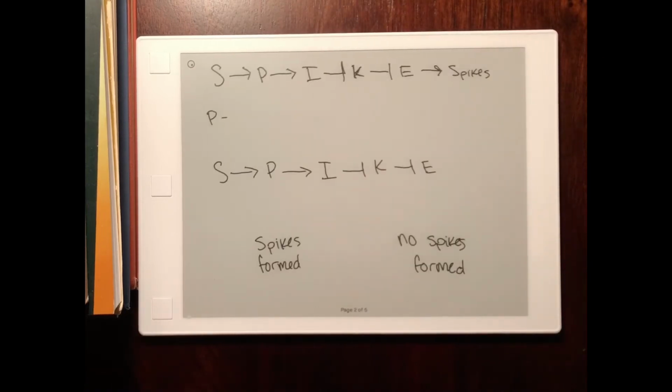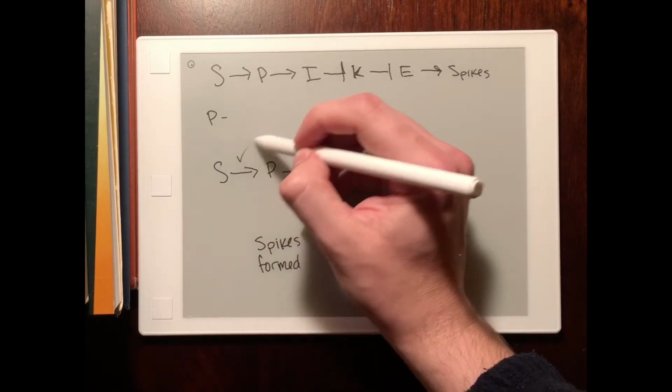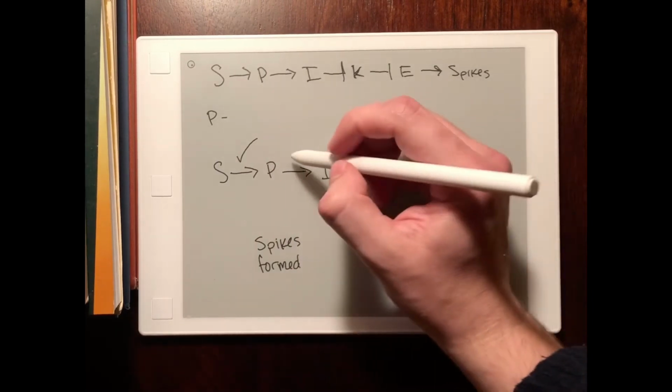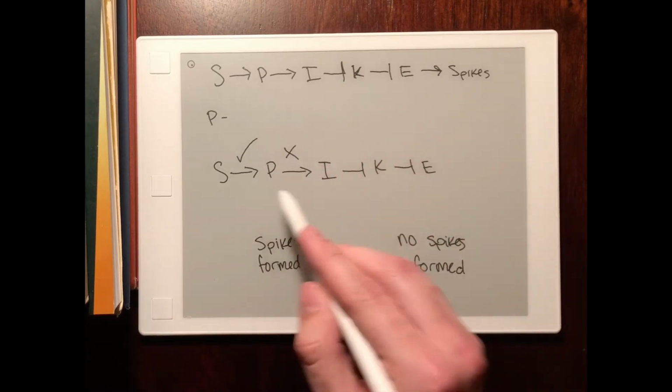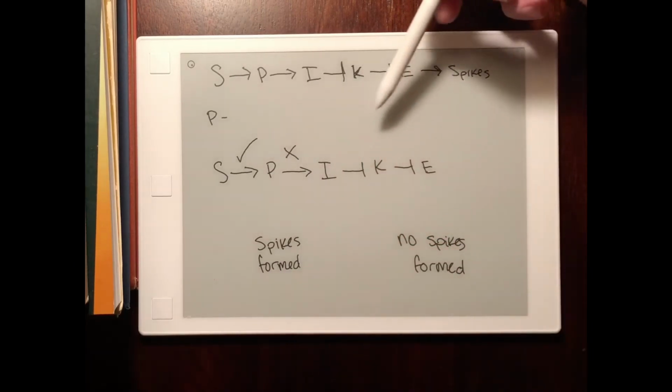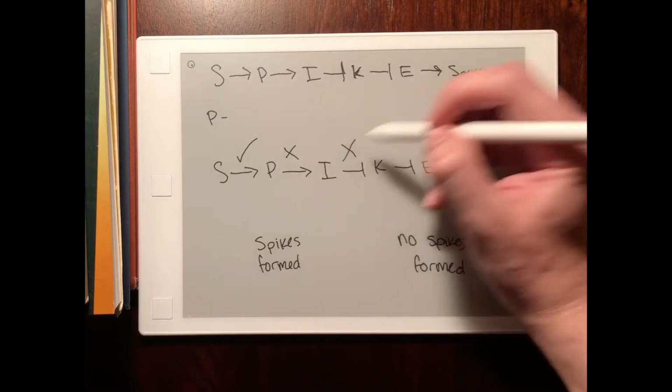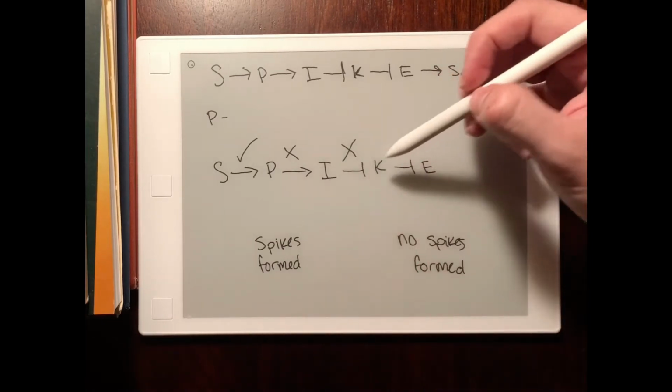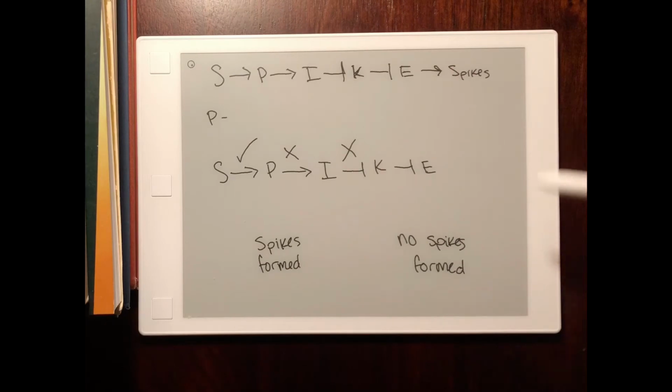So the first mutation we'll look at is a mutation in P only. And so in this case, S would be able to activate P, but P, because it is mutant, would not be able to activate I. And in that case, I would not be able to repress K, and so K would be able to repress E, which means that no spikes would be formed in this case.